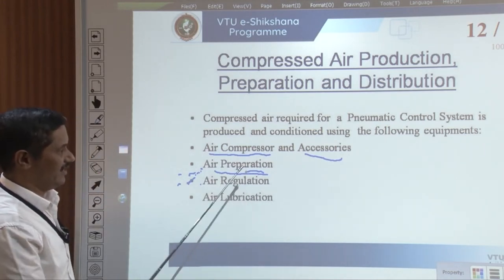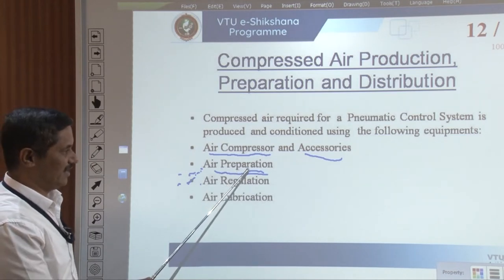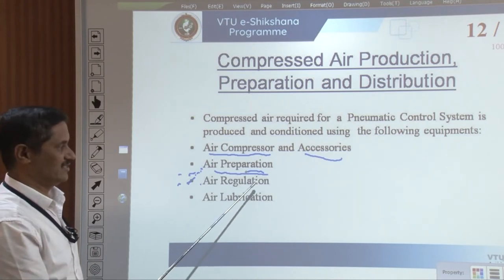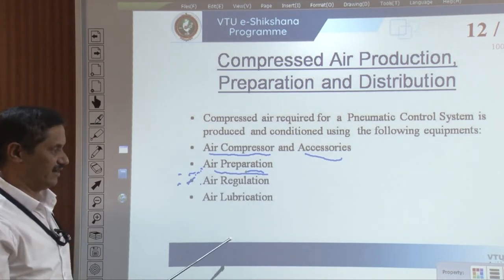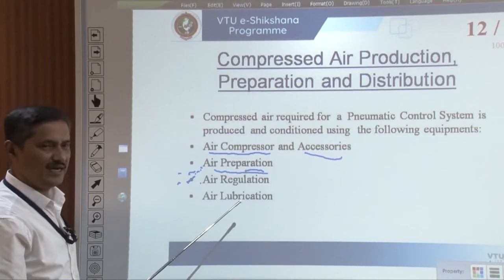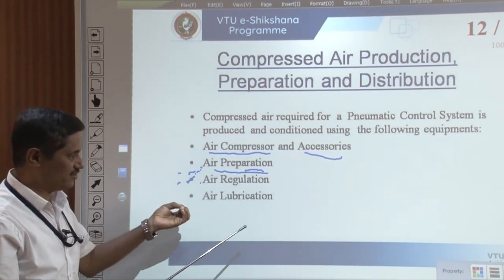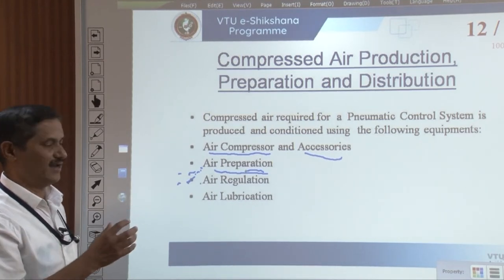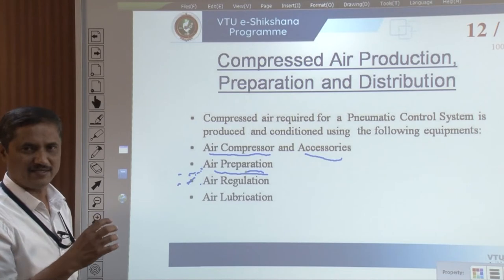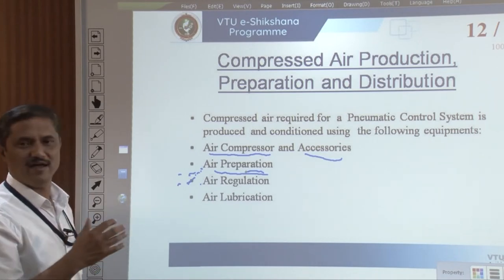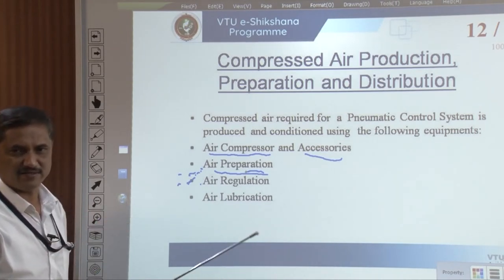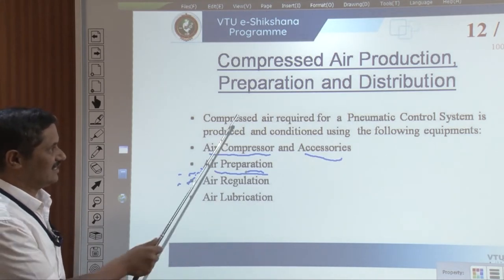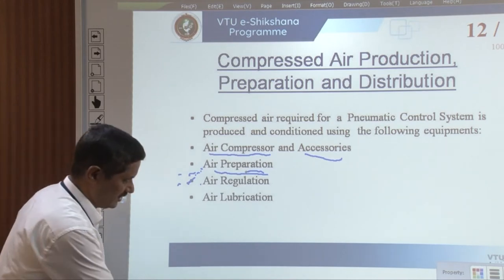And air regulation: you cannot just supply the prepared air, you have to send a controlled amount of air into the system. So we need an air regulator, and the air also needs some lubrication. We supply some lubrication through the air so that the parts get lubricated and there is no more friction in the parts. So it will give an enhanced life to the components on the machine side or the device side. So these are the components that we use.